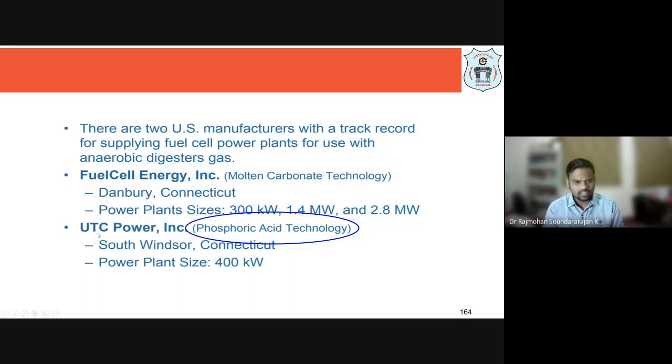And there is another company, UTC Power, where they use this phosphoric acid technology. When I say phosphoric acid technology, they use a phosphoric acid based electrolyte. They have shown a power plant of size 400 kilowatts. So that is the range in which these two major US manufacturers of fuel cells operate, and they are still using these technologies, molten carbonate and phosphoric acid. That's why we started with phosphoric acid, which is for low temperature applications.